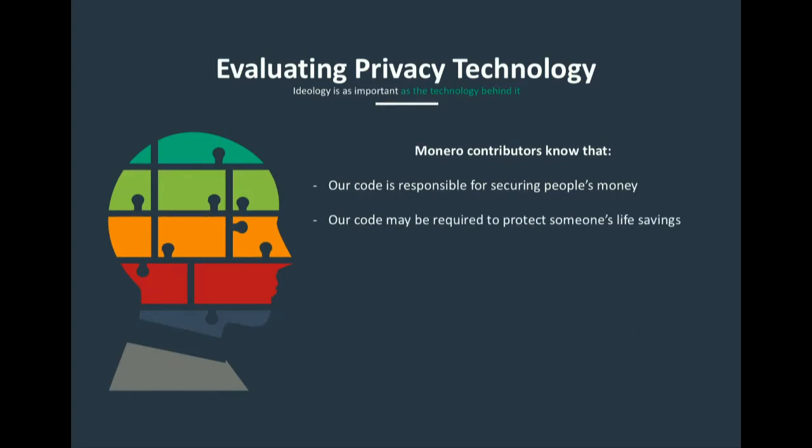We also know that people are going to be crazy and they're going to sell their house and put their life savings into Monero, so we might be responsible for that too. And that's kind of disconcerting as it is. But more than that, we know that because we're a pro-privacy technology, people might be reliant on the privacy enhancements to stay out of prison. And so the code we write might literally mean the difference between someone going to prison or not.